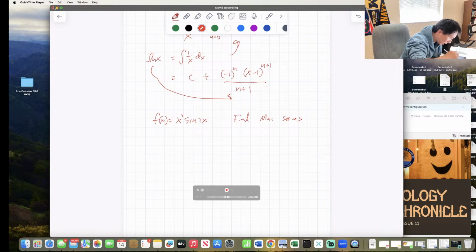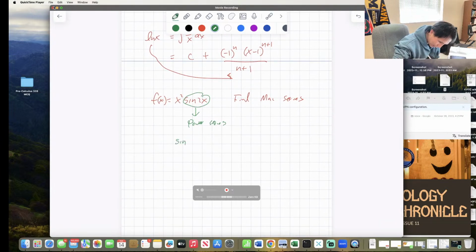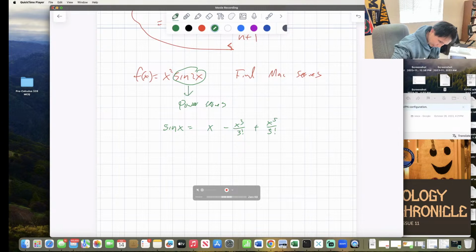Because you can actually take this and we can say, well, we know this power series. We know this power series. We know this, and we can write it down for you. Sine of x is equal to x minus x cubed over 3 factorial plus x to the fifth over 5 factorial. And then we can write down the general term. So sine of x is equal to the summation.